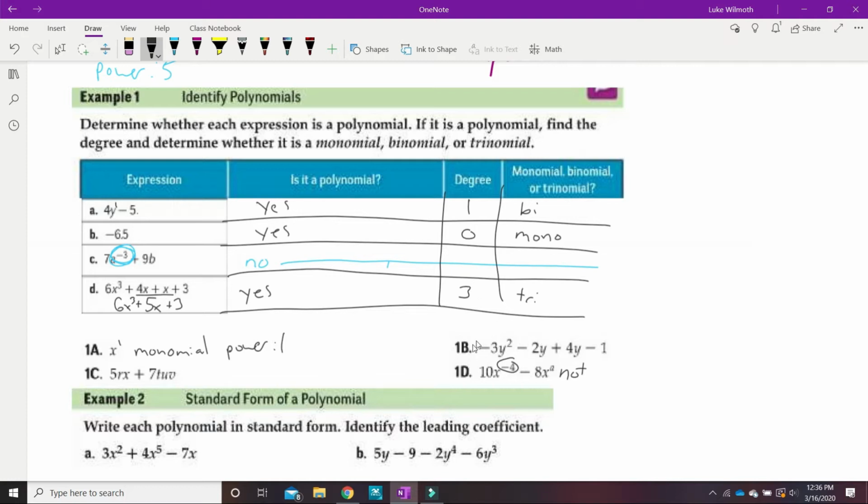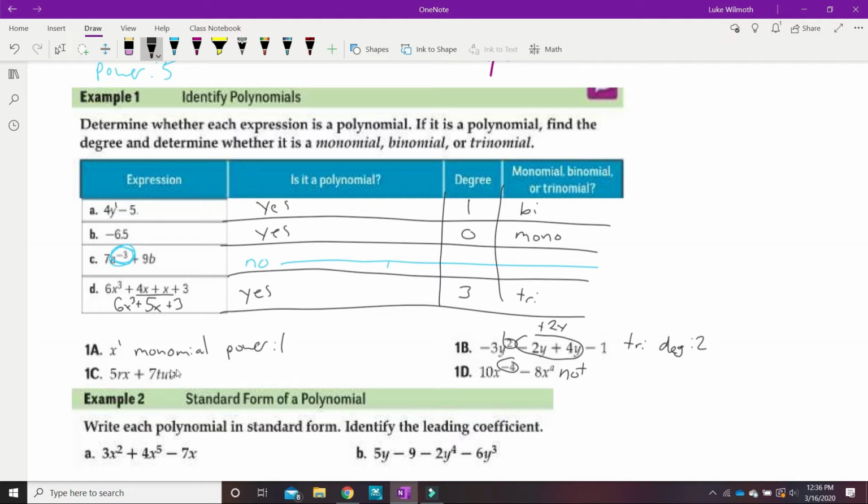Next here, okay, it looks like 4 terms, but actually these 2 terms can be combined into 1 term. So this is a trinomial, and the degree, I wrote power before, but it should be degree of 2 because of this 2 right here.